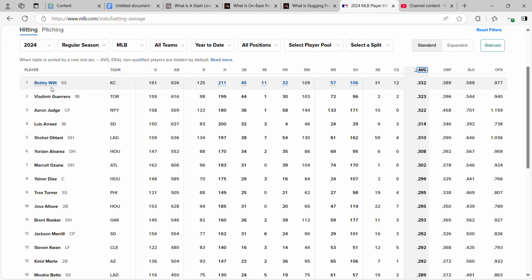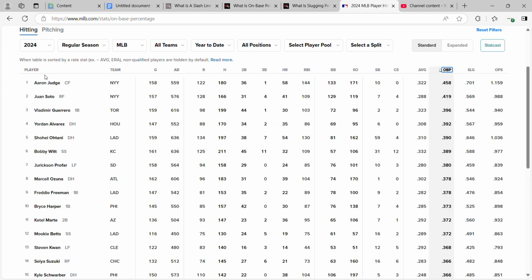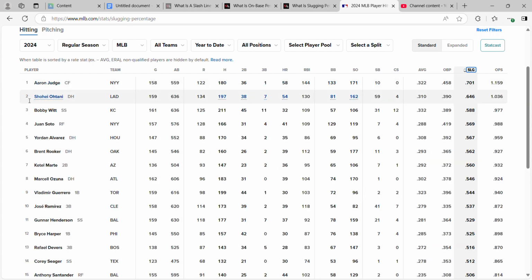On the flip side of that, if we look at number 3 and number 5, Aaron Judge and Shohei Ohtani, these players both won the MVP award, Most Valuable Player, for their respective leagues this year. So we can see they're 3 and 5 in average. If we click on-base percentage, they're going to be 1 and 5, and slugging percentage, they're going to be 1 and 2. So they are top 5 in all three of those categories, which shows really why they won the Most Valuable Player award.